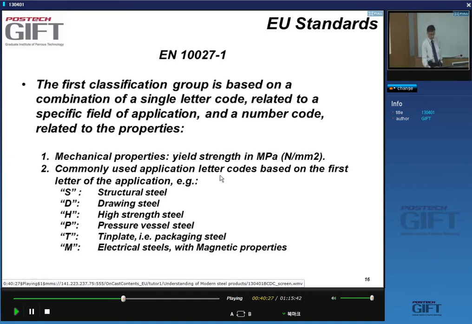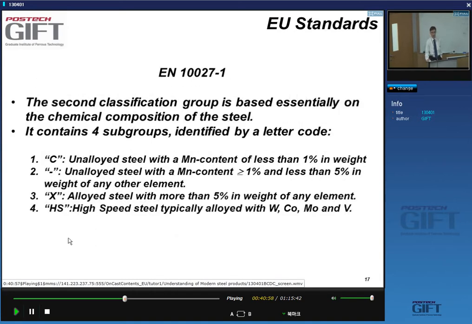And what are these application letter codes that are used in it? S is for structural, yes? D is for drawing, H is for high strength steel, P for pressure vessels, T for tin plate, meaning packaging, yes? And M is for electrical steels, meaning magnetic properties. So the M stands for magnetic properties. Okay? We have other classifications in the European normalization scheme for steels. And that one is basically one where the focus is on specific chemical composition, yes?